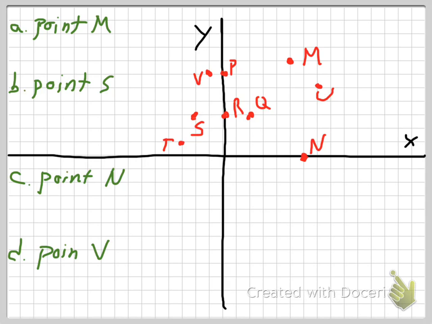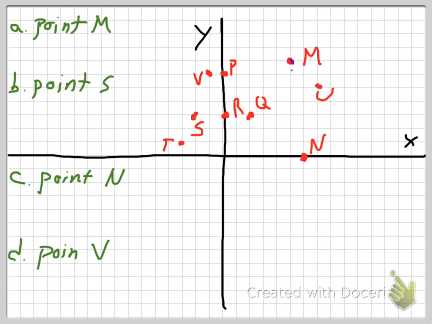Let's look at the next thing. Okay, here they're telling us what the point is. So I can see I have 4 different points. I need to write the ordered pairs for those points. So the first thing I need to do is find that point on the coordinate plane. So point M, I can see is right there. So I need to find out what that ordered pair is.